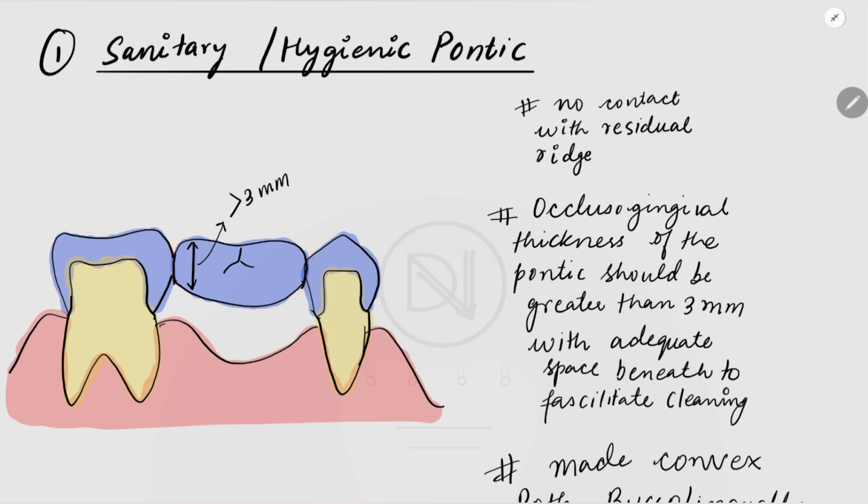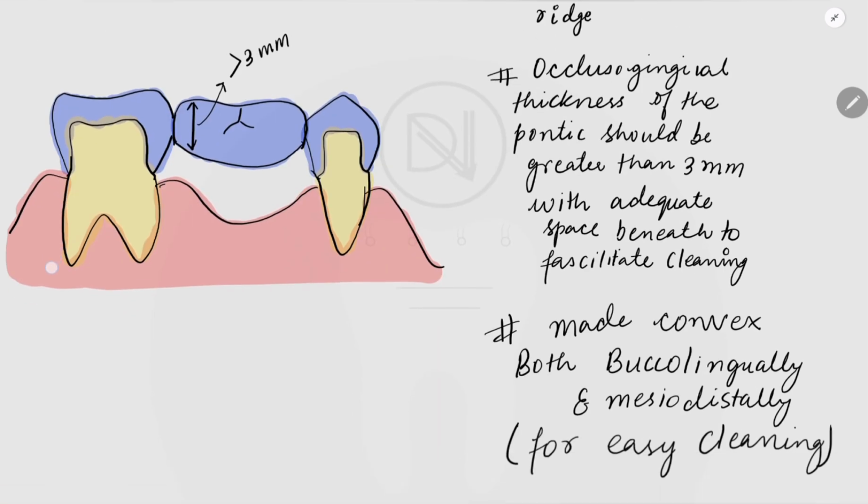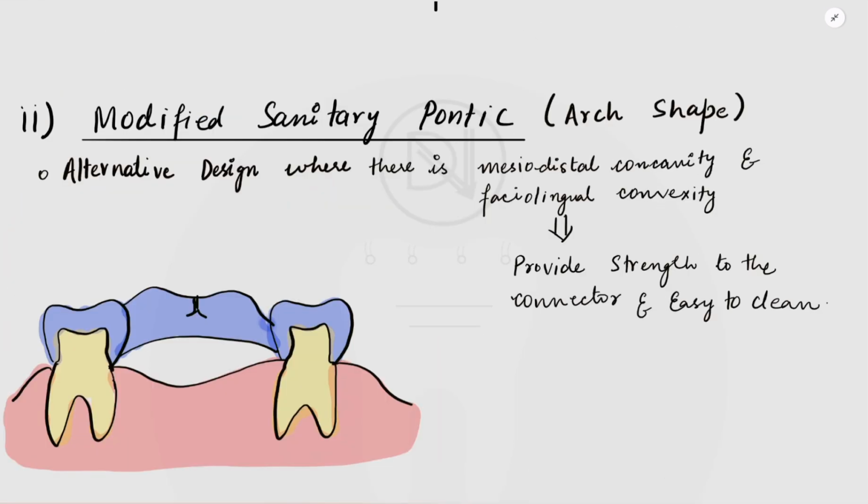To overcome this problem, another sanitary Pontic has been designed, which is called the modified sanitary Pontic. Some modification has been done, and what modification? Not much. This region has been made concave. Here it is convex, but in the modified sanitary Pontic it has been made concave. Here you can see this is an alternative design. Facio-lingually there is a convexity, but mesiodistally you can see there is a concavity. This design will provide better strength to the connector region, and it will also maintain the hygiene of the Pontic.